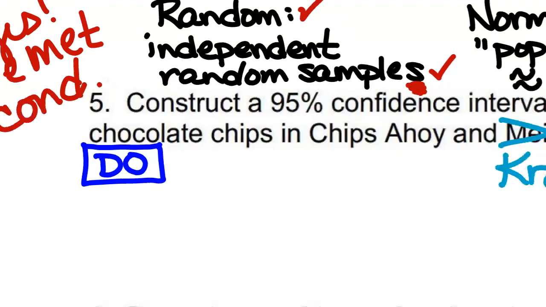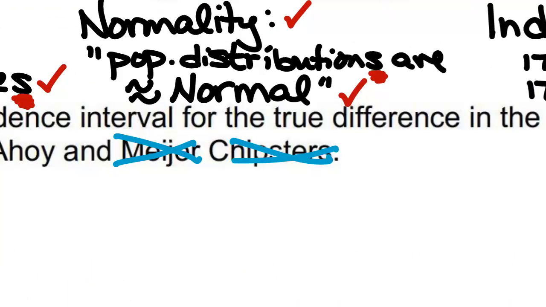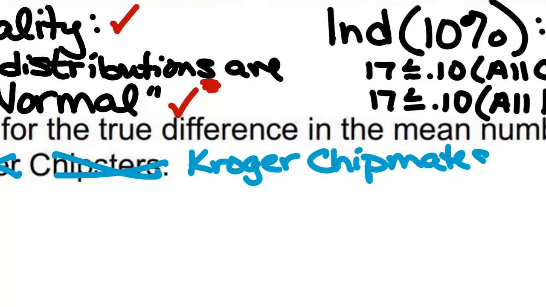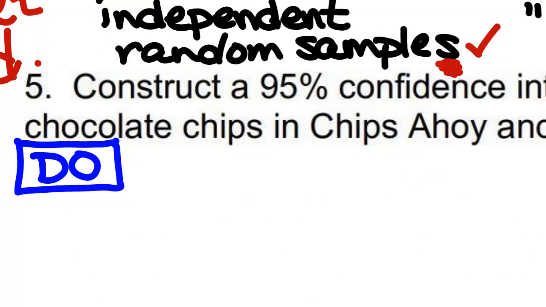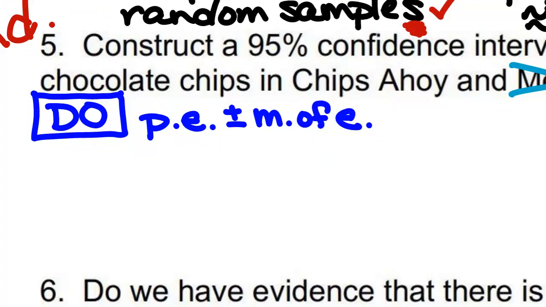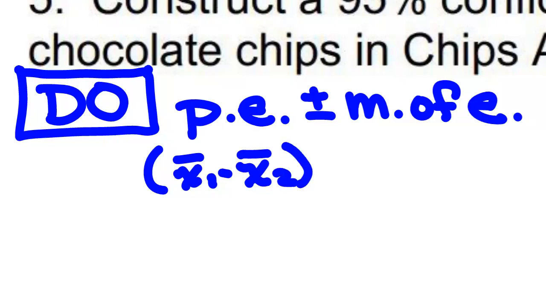How do we find a confidence interval? Close. Other way around. Point estimate plus or minus margin of error. What was our point estimate? Negative 0.17, because we do x bar 1 minus x bar 2. So negative 0.17.